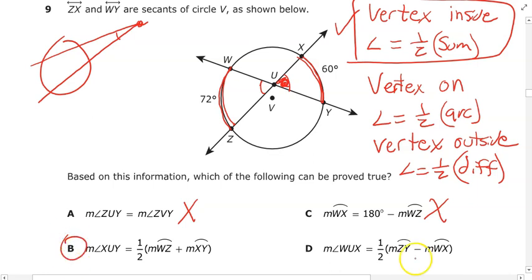The last one would be if the vertex was outside of the circle, we'd need to find the difference between those two intercepted arcs. So, yeah, this one would be if you had a vertex way out here and it went through those points. That's how you could find that angle. All right, moving on to the next problem.